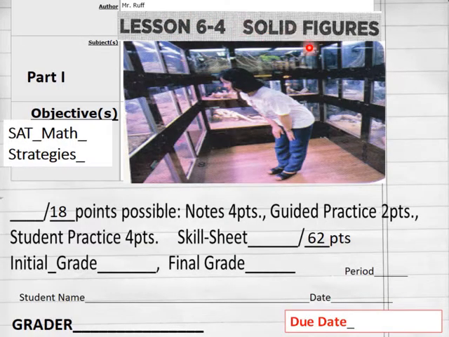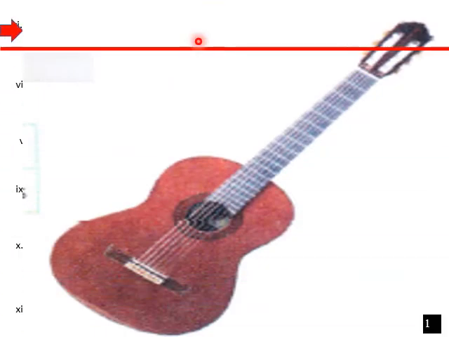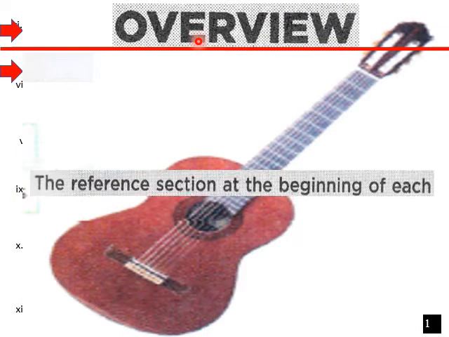6.4, solid figures. We've got a 62-point tune-up with this lesson, and you have 18 points here of note-taking to do. Taking notes is very valuable. Okay, and an overview of this lecture here.